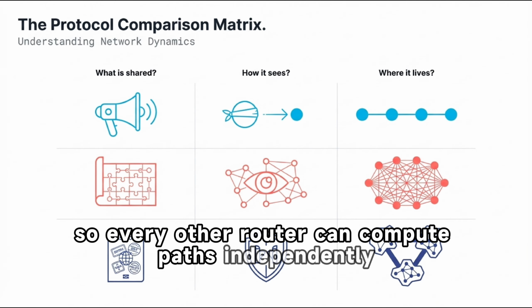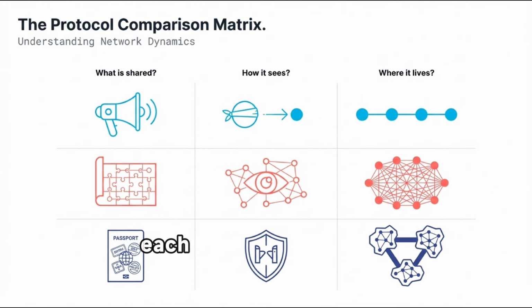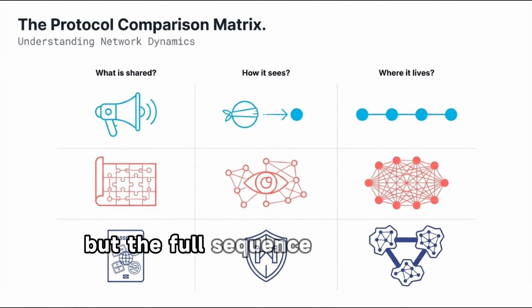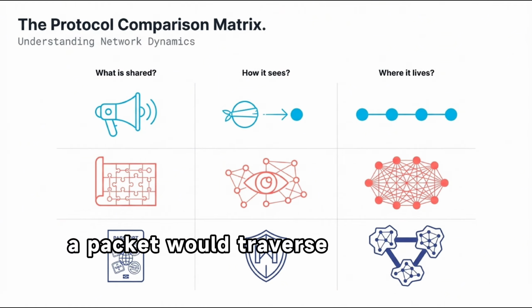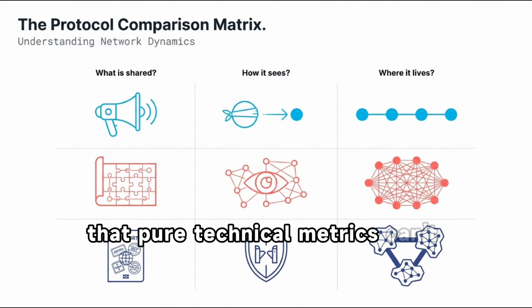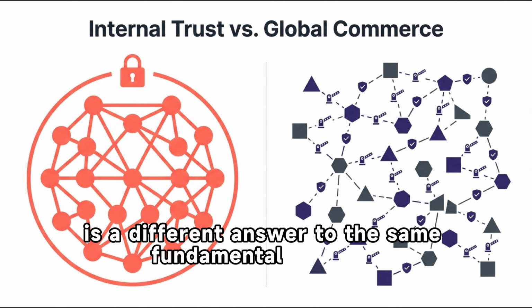compute paths independently. Path vector protocols build it by sharing journeys, each router advertising not just that a destination is reachable, but the full sequence of networks a packet would traverse to get there, enabling policy decisions that pure technical metrics can't express. Each approach is a different answer to the same fundamental question.